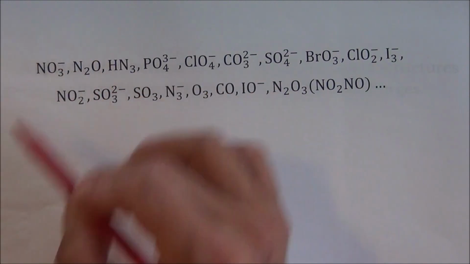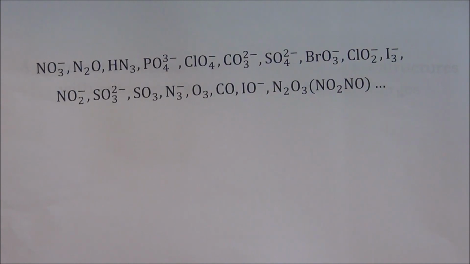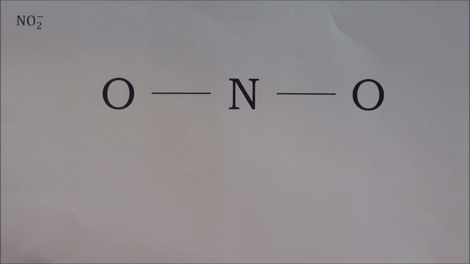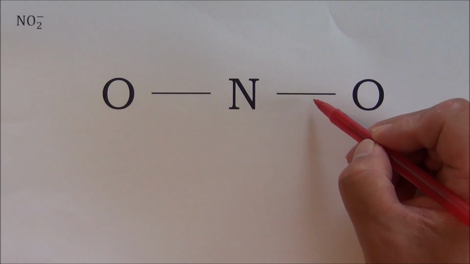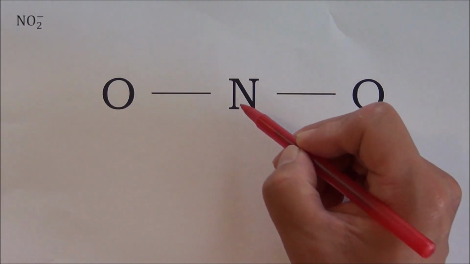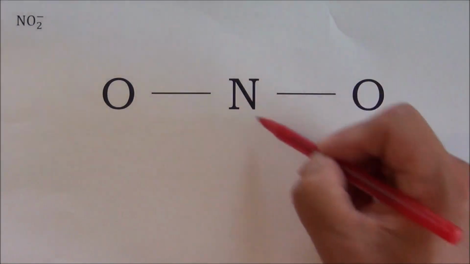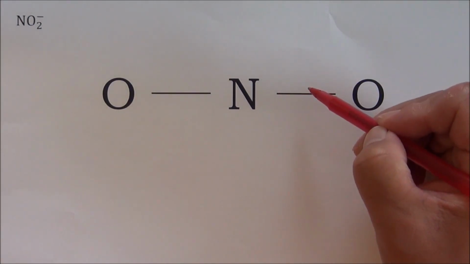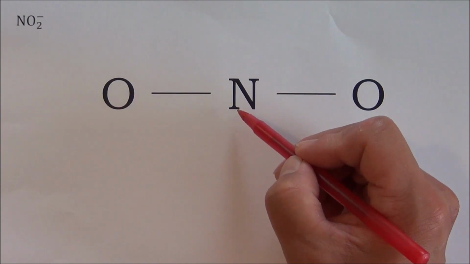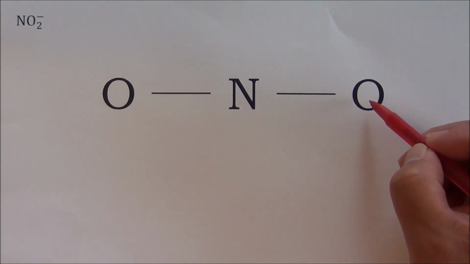Well, let me use nitrite ion as an example to illustrate the steps of this method. The first step of this method is to obtain a skeleton structure from an instructor. This is the skeleton structure of nitrite. In a skeleton structure, a line or sometimes a dotted line tells us that there will be a chemical bond between the two atoms. For example, this line tells us that there will be a chemical bond between the central nitrogen atom and the oxygen atom on the right.